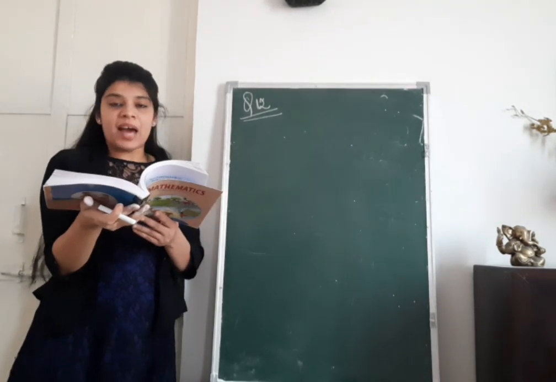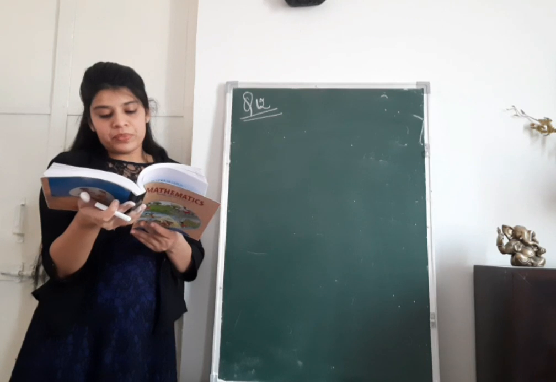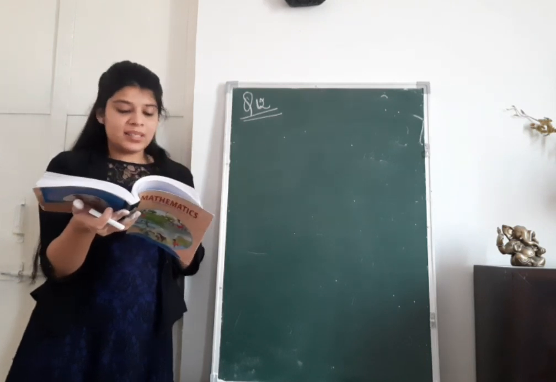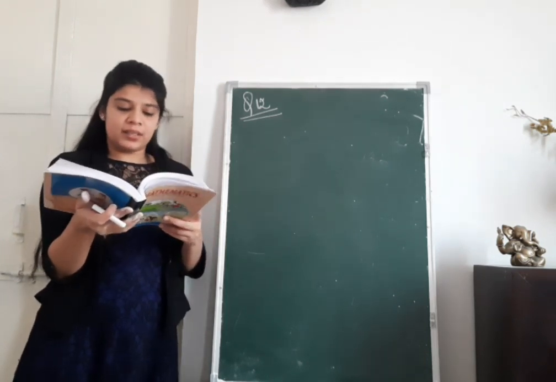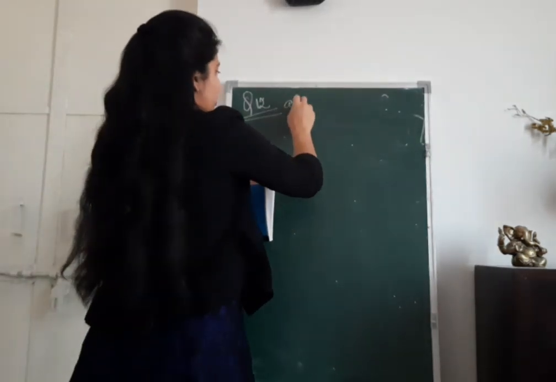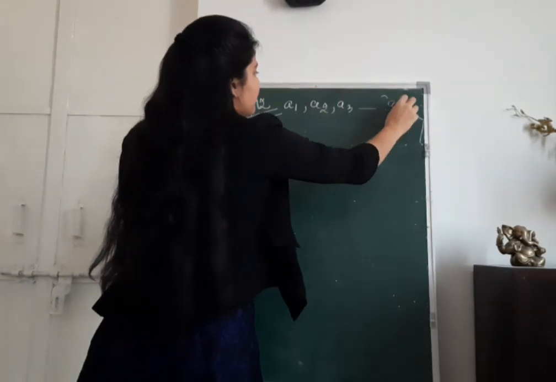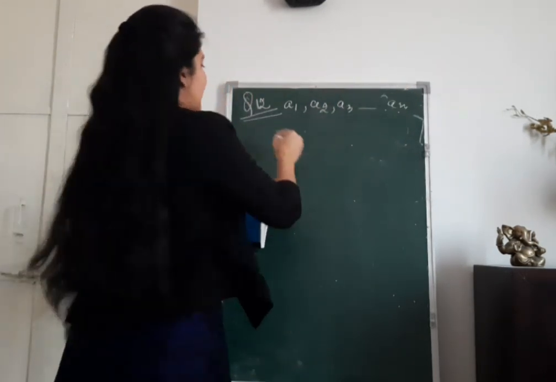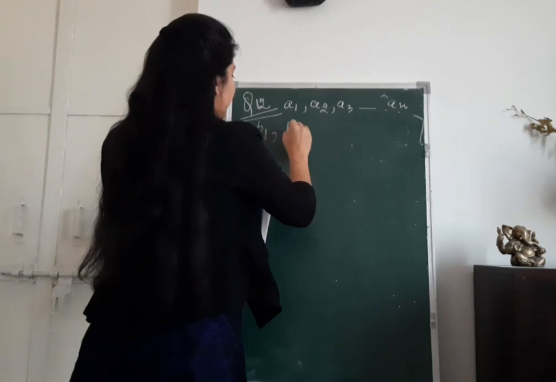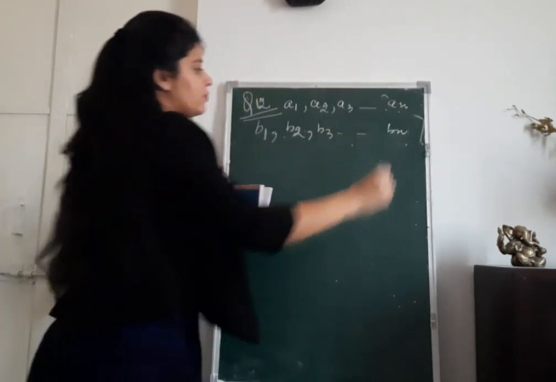Two arithmetic progressions have the same common difference. The difference between their 100th term is 100. What is the difference between their 1000th terms? Okay. Let us say there are two APs, A1, A2, A3 till An. Another AP is B1, B2, B3 and Bn.